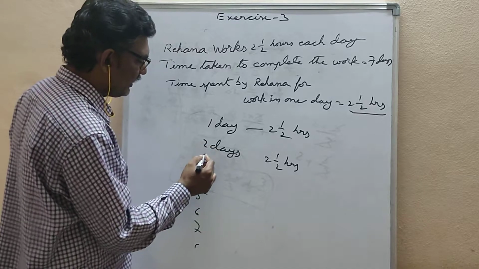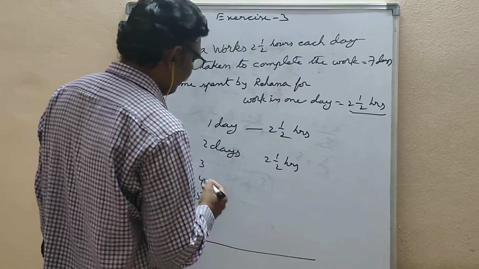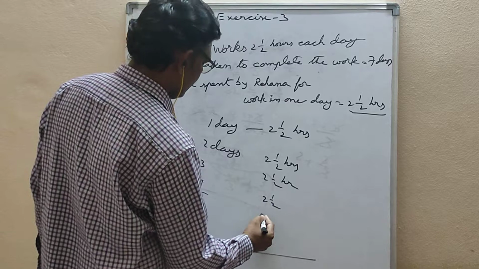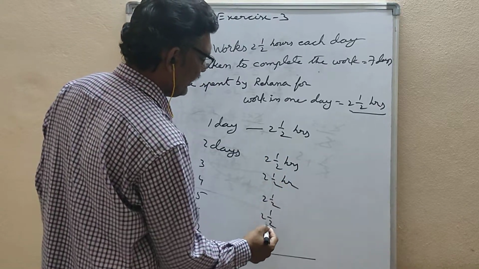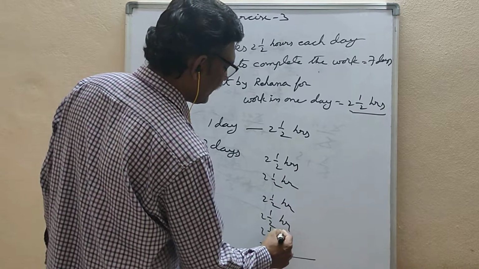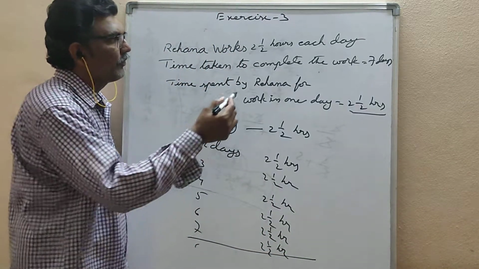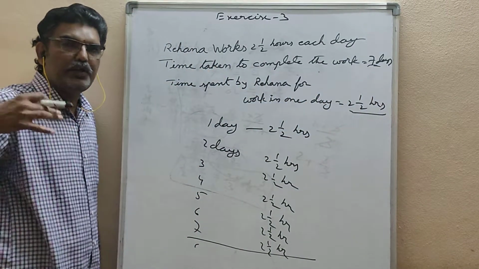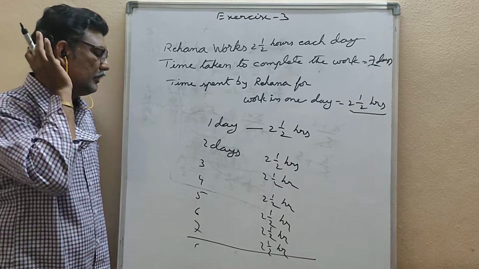How many days did she work? 1 day, 2 days, 3 days, 4 days, 5 days, 6 days, 7 days. 7 days she worked, each day 2.5 hours. So what he is asking is, in 7 days she completed that embroidery work. Embroidery, as you already know, is something they do on dresses with a needle or something like that.